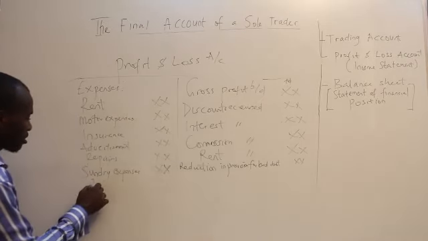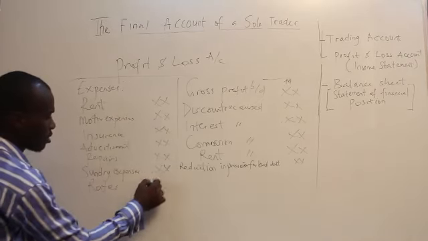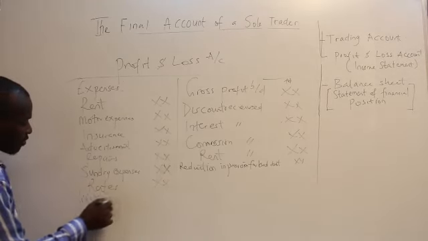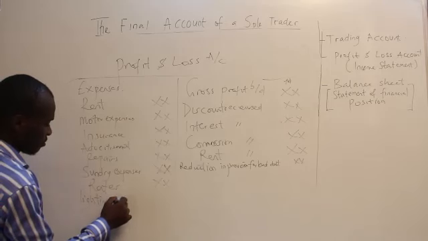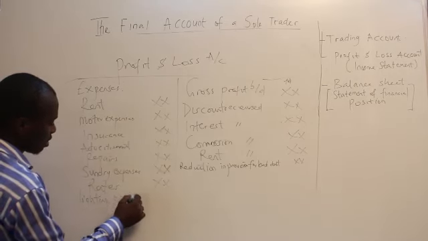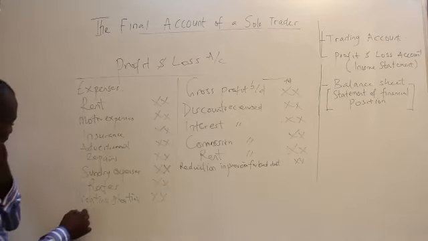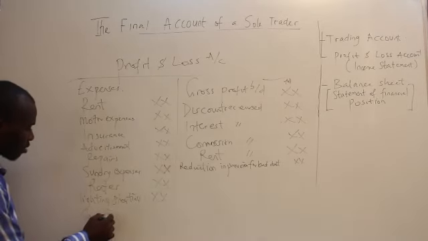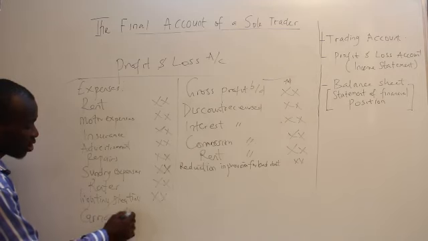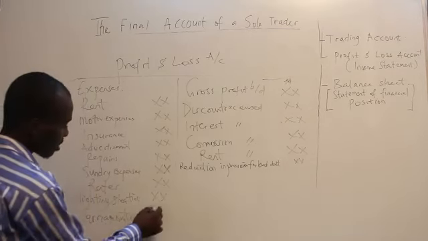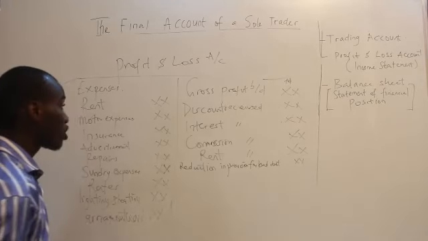We can have rates. So we can have lighting and heating. That also serve as expenses. We can have carriage outward, which is the cost of transportation of goods to the customer's warehouse. That serves as expenses, and so on and so forth.